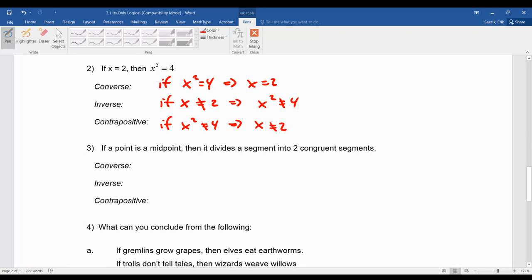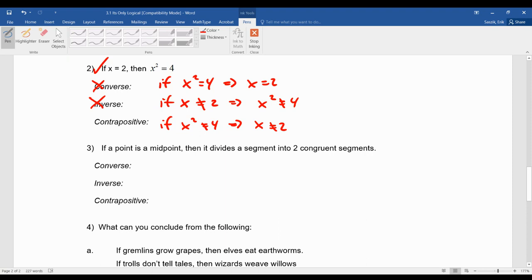So let's go ahead and, first of all, the original statement, if x equals 2, then x squared equals 4, that's certainly true. Converse, if x squared equals 4, then x equals 2. And I hope you realize that that is false, because if x squared equals 4, x could be 2 or negative 2, so that was false. Inverse, if x does not equal 2, then x squared does not equal 4. Well, that's not true, because if x is not equal to 2, it could be negative 2. X squared would be 4, so that doesn't work.